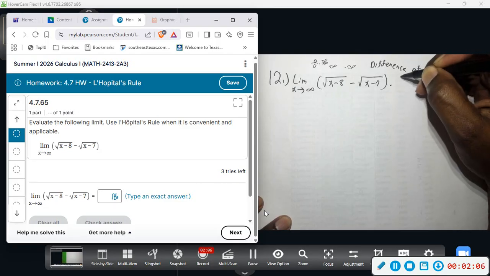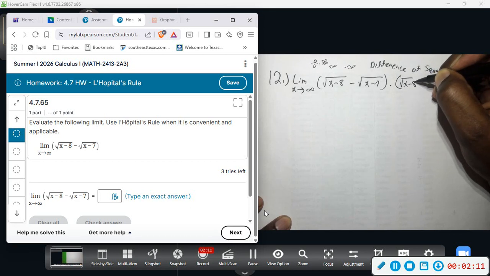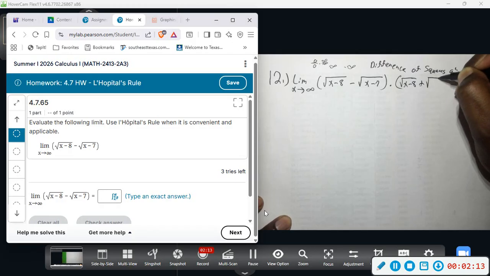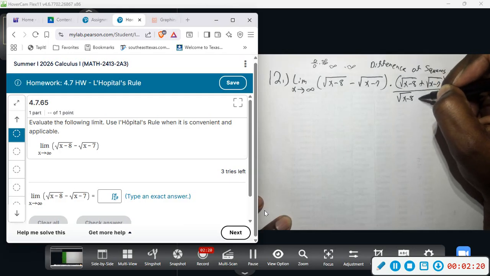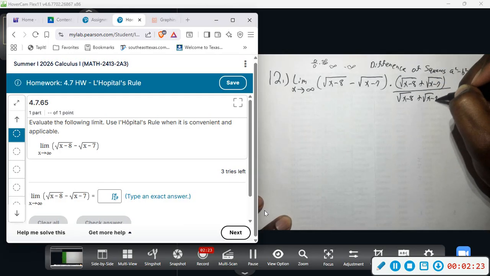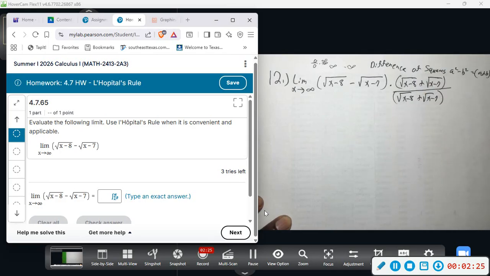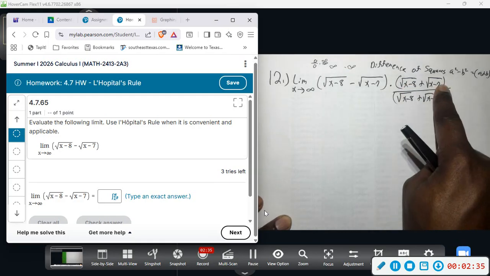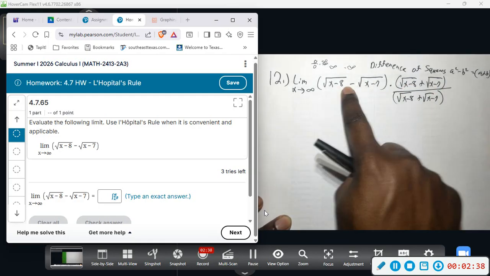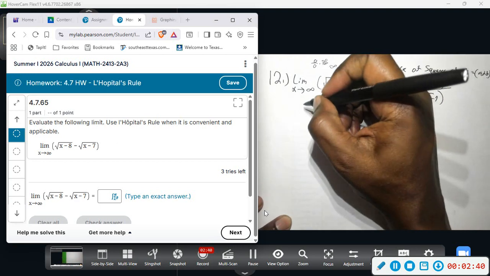So we're going to multiply this expression by square root of x minus 8 plus square root of x minus 7 over square root x minus 8 plus square root x minus 7. So this is just a trick in math where you multiply top and bottom. It's like disguising a 1, but putting it in terms that we need. What's going to happen on the top? A minus b, a plus b. Only difference is the sign in the middle.